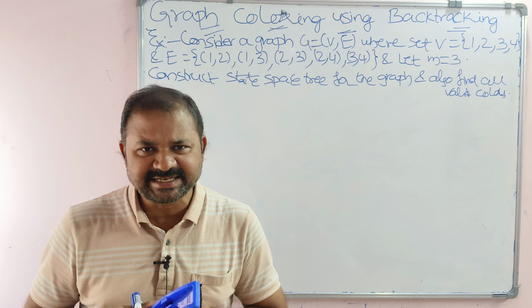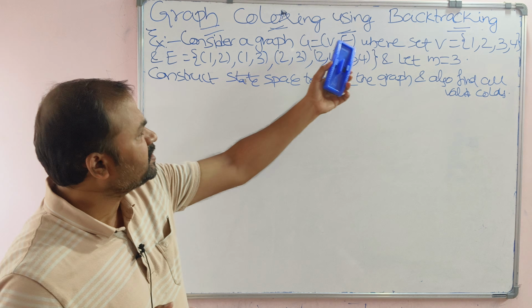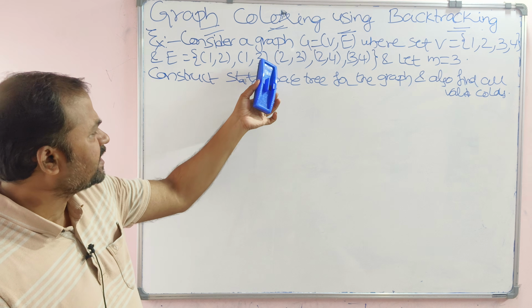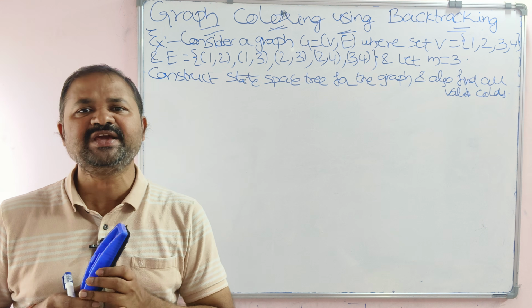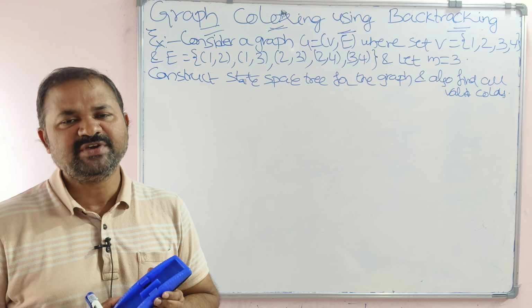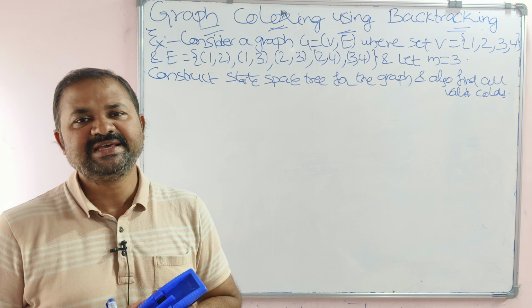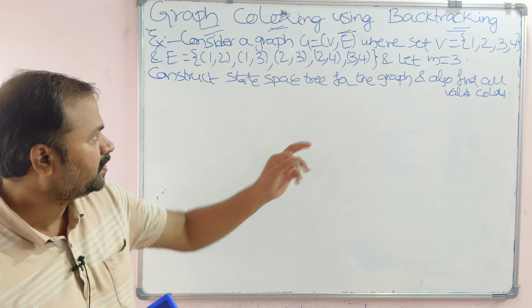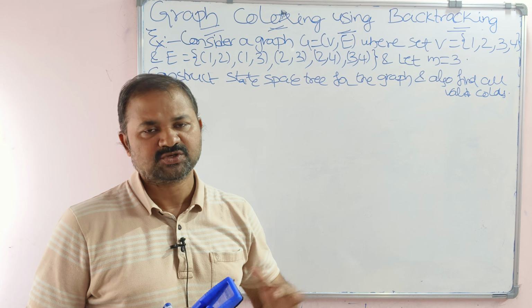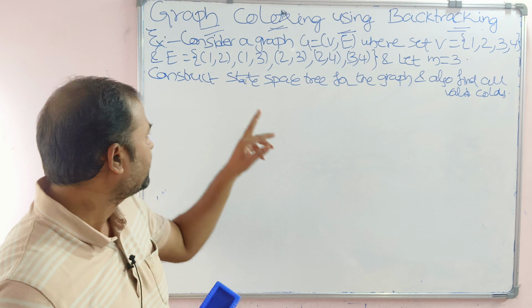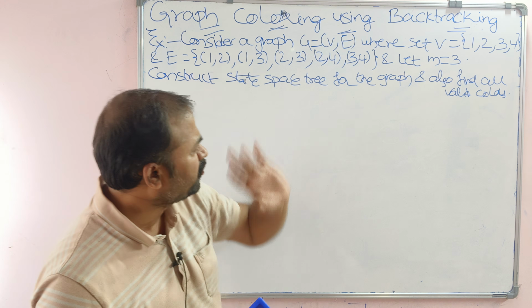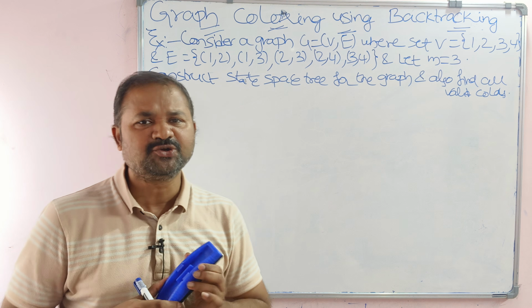Now let us discuss graph coloring using backtracking. Let's see this example. Consider a graph G equal to (V, E). We know what V and E are: V means the set of vertices, E means the set of edges, where V equals {1, 2, 3, 4}. So the vertices are 1, 2, 3, 4 and the edges are (1,2), (1,3), (2,3), (2,4), (3,4). And let M equal to 3.